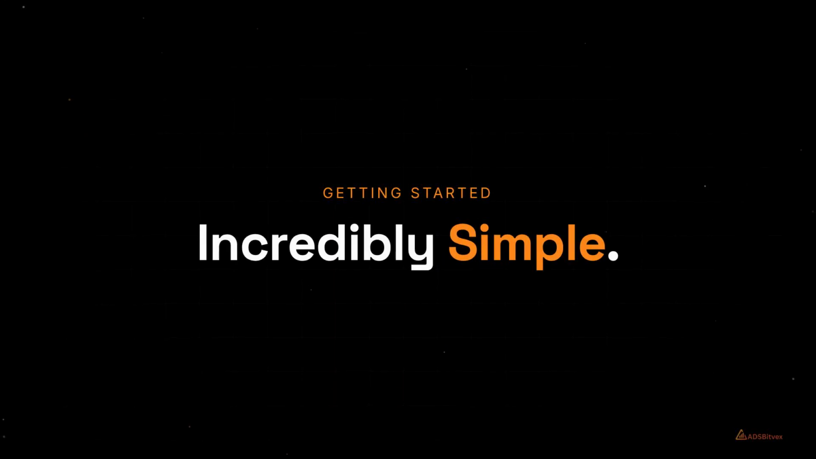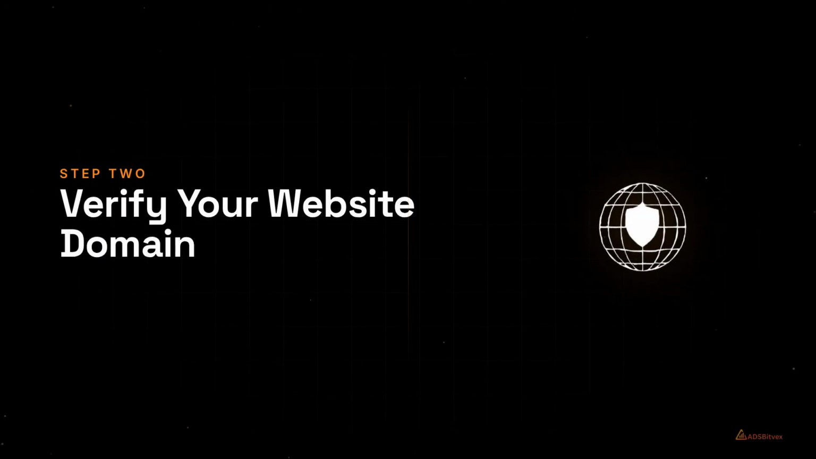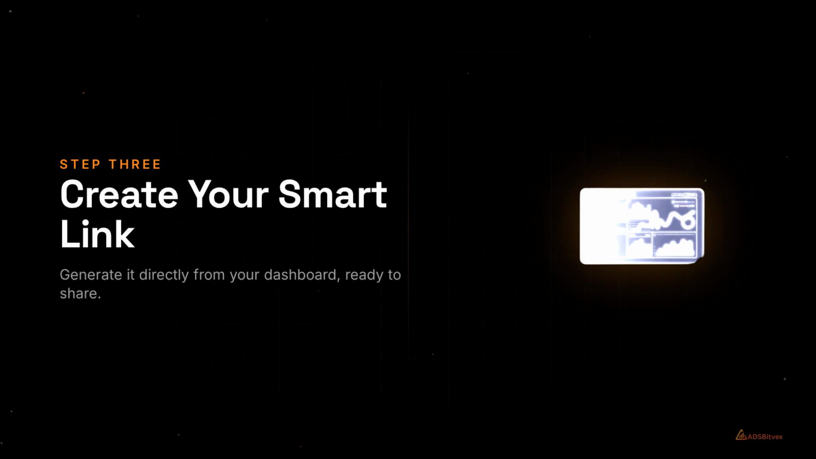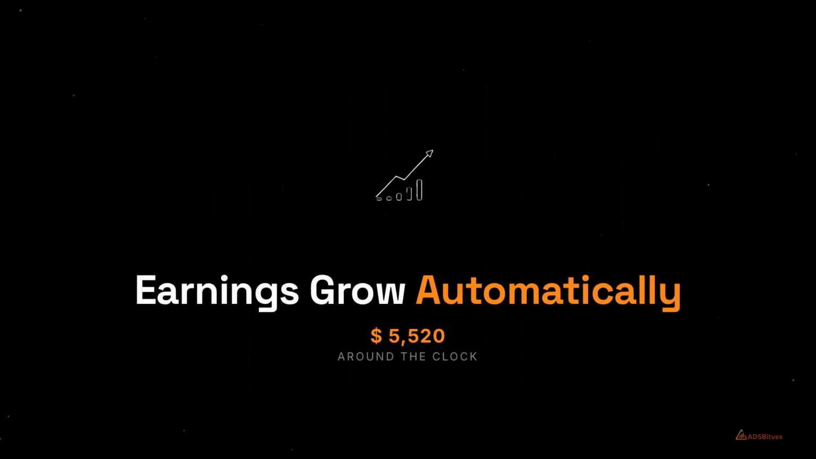Creating your smart link is incredibly simple. Step 1. Go to AdsBitvex.com and open your publisher account. Step 2. Verify your website domain in just seconds. Step 3. Create your smart link directly from the dashboard. Step 4. Share it on your site, your blog, your social media, anywhere. And watch your earnings grow automatically around the clock.